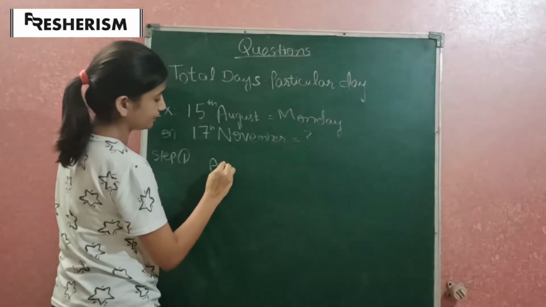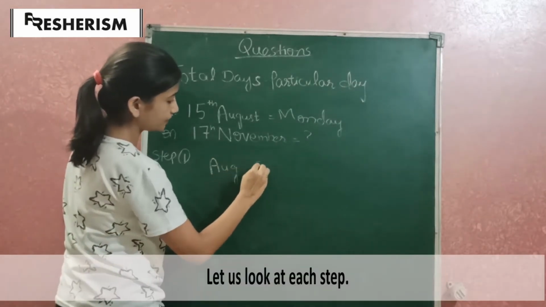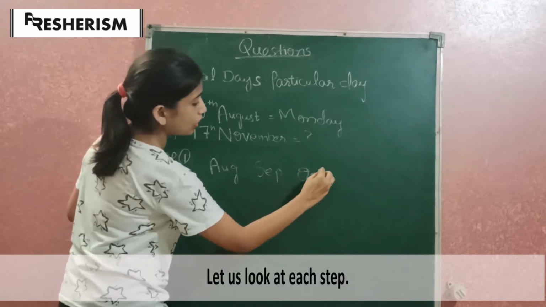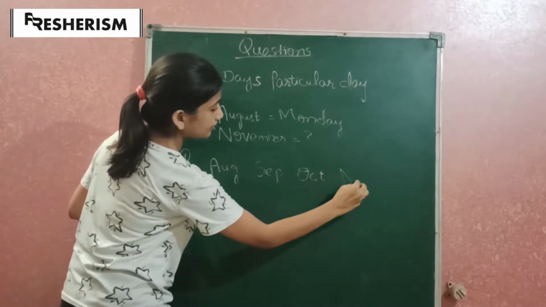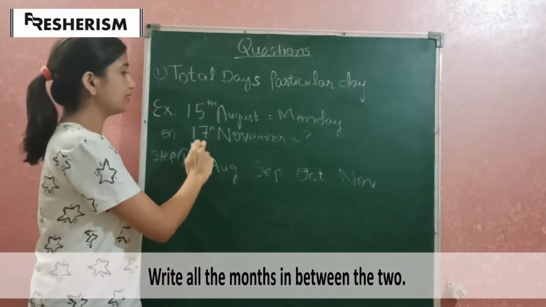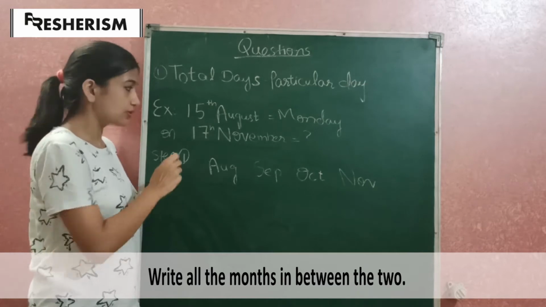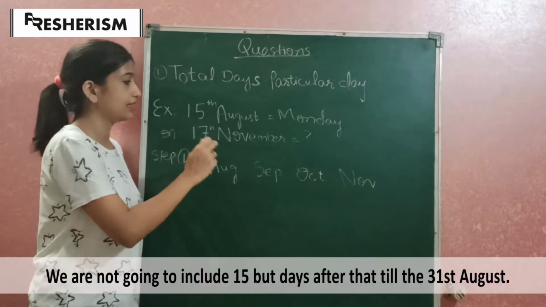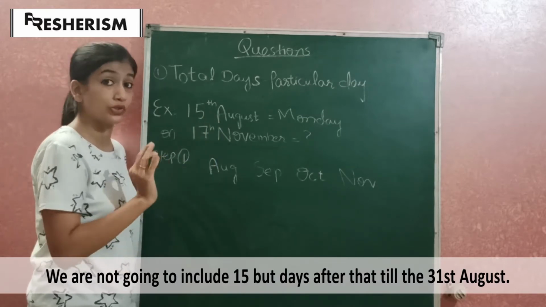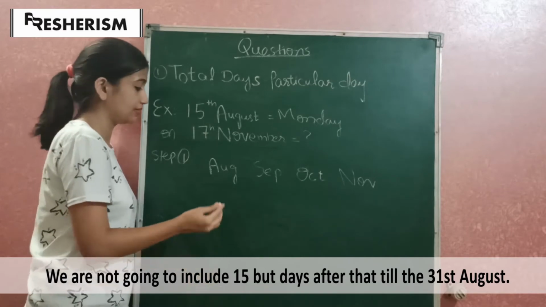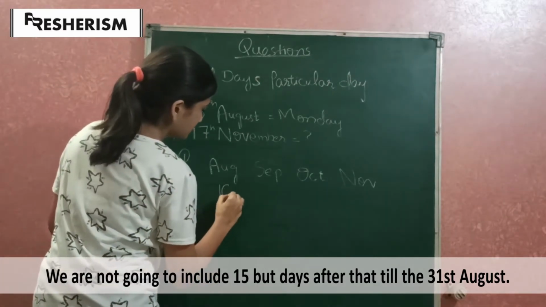Let's write. August, September, October and November. 15th August is given, so we won't include the 15th, but after 15th till 31st August we'll count those days. So from 16th August till 31st August there are 16 days.